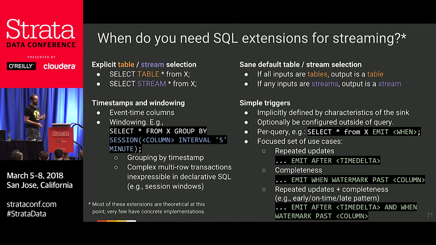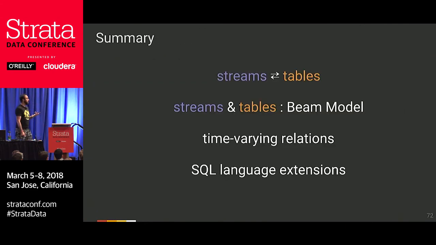In most of the common cases, you wouldn't really need to use extensions. And as I note here, most of these are theoretical. None of the emit stuff has been implemented. There's some windowing stuff in Calcite, but a lot of this is just conjecture of what would make sense and how we could do this in a sane way that isn't overly complicated. And so that's really it.